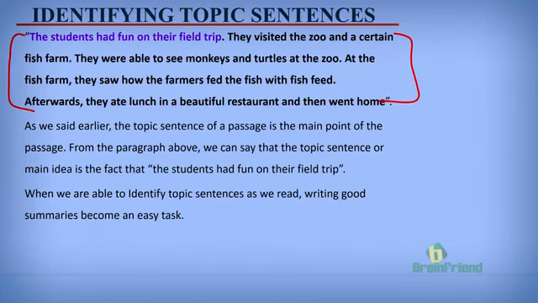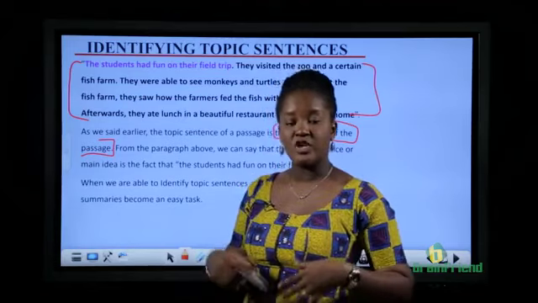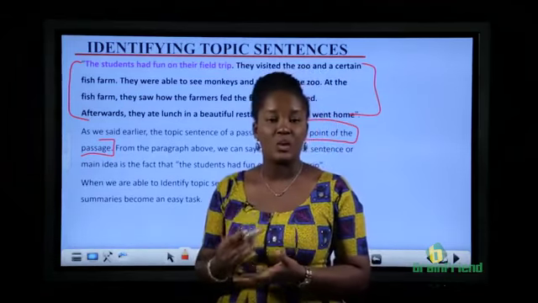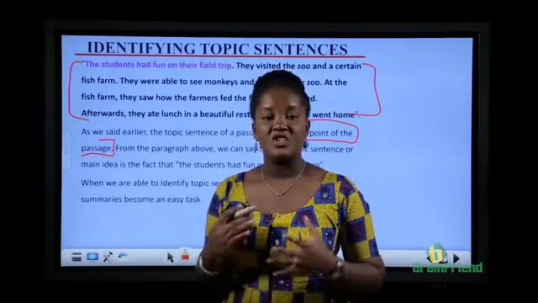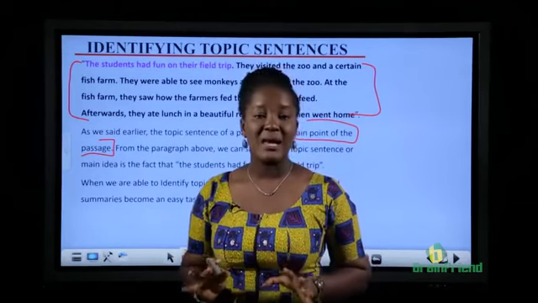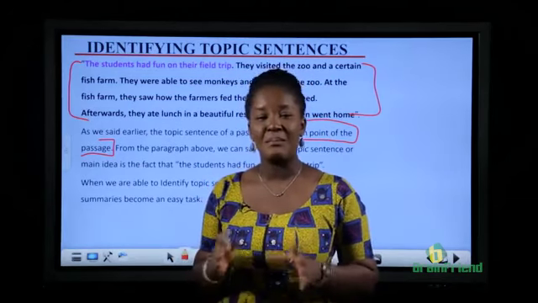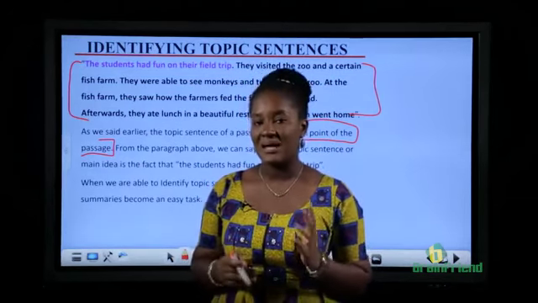Now, can you identify the topic sentence from this paragraph on the board? It's quite simple. As we said earlier, the topic sentence of a passage is the main point of the passage. This is the first thing that should come to your mind when you want to identify or pick out the topic sentence from a passage or a paragraph. Just simply remember that the main idea or the topic sentence is the main point of that passage.